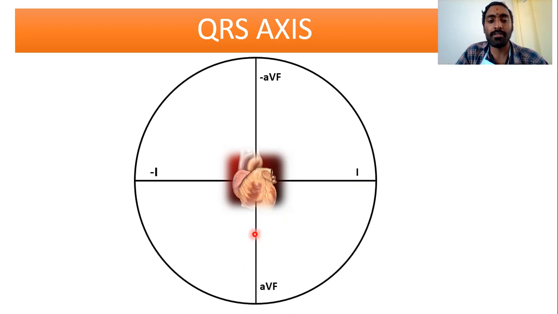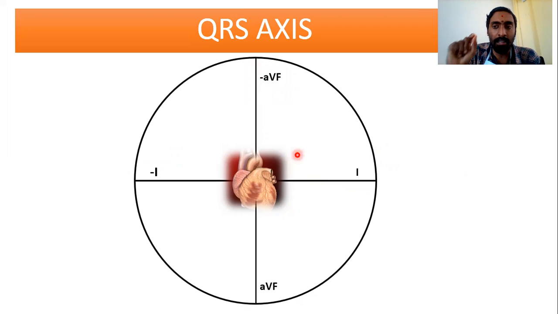We will use this very famous diagram to understand it. We look at two perpendicular leads, lead 1 and lead AVF. This is going to be the direction of lead 1, so this is going to be positive. If I change the direction, this is going to be negative lead 1. And this is going to be the direction of lead AVF, and if I change the direction, this is going to be minus AVF.